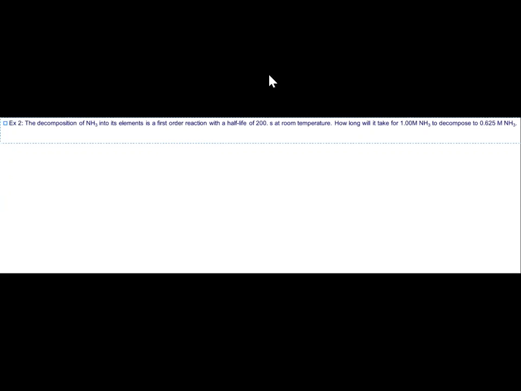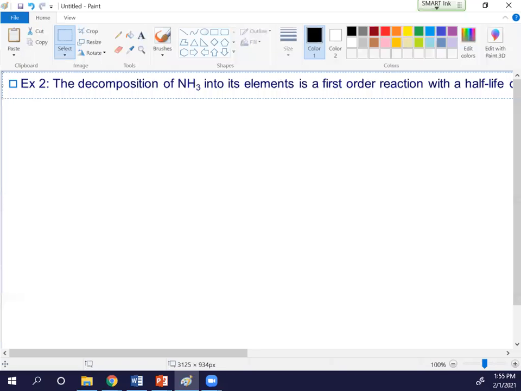0.693. All right, here's my next problem. The decomposition of ammonia into its elements is a first order reaction with a half-life of 200 seconds at room temperature. How long will it take for 1.0 molar of NH3 to decompose into 0.625 molar of NH3?